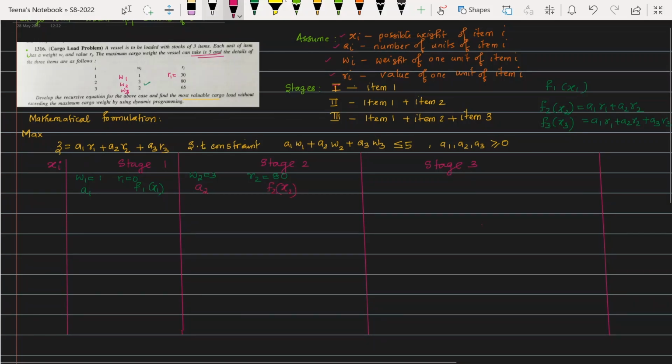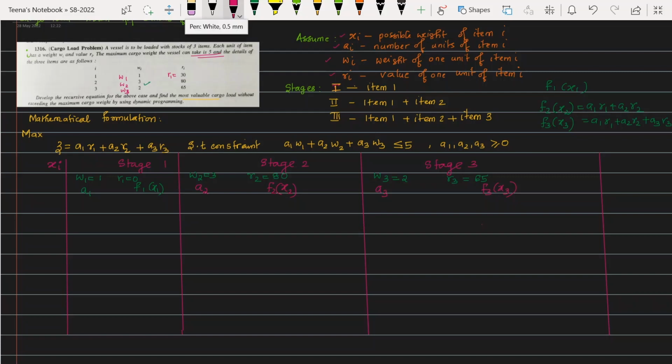Now for stage 3, W3 is equal to 2 and R3 is equal to 65 and therefore our A3 and F3 X3 are the columns required in stage 3. Now let us try to fill all the values.